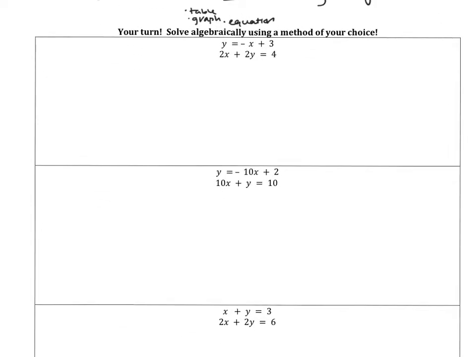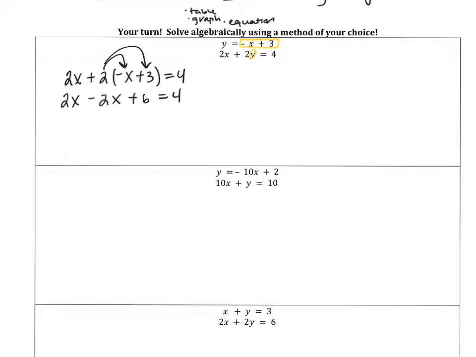So for this first example, if you notice, this is set up perfectly for a substitution. You've got y equals negative x plus 3. So everywhere I see a y in the bottom equation, I'm going to substitute in negative x plus 3. So let's do that: 2x plus 2 times negative x plus 3 equals 4. We'll get 2x minus 2x plus 3 equals 4. Oops, this is not 3. I'm sorry, my apologies, I made a little mistake right here. This should be 6, because that 2 goes inside both.